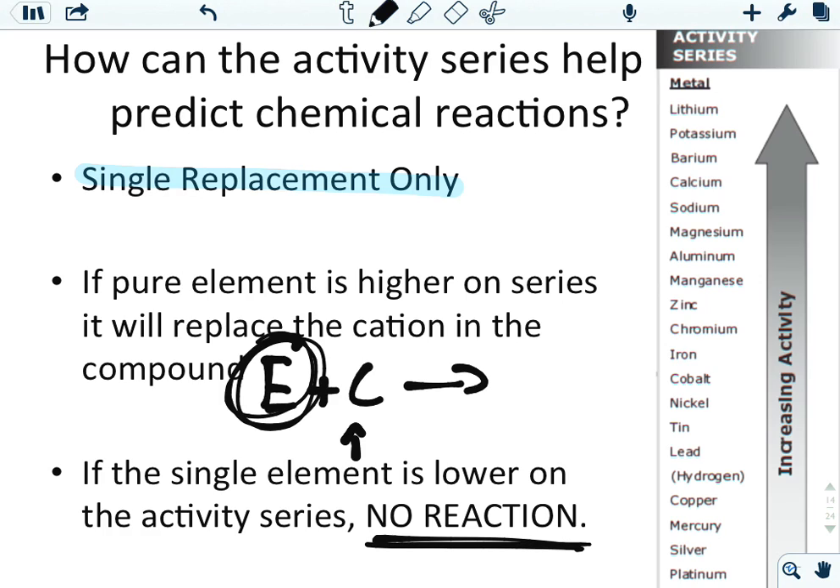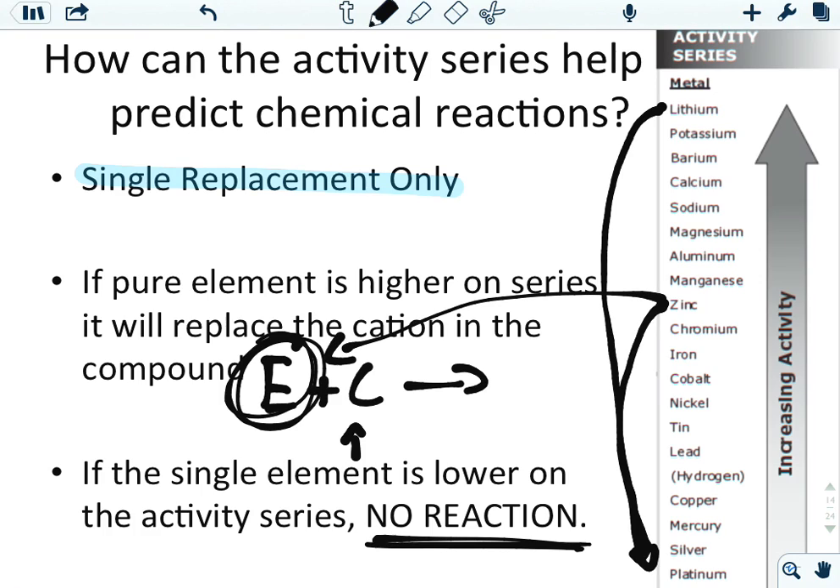So if you're on top, say lithium, lithium can replace anything below it. Okay? But zinc can replace anything below it, but nothing above it. So if zinc is the single element, it cannot replace magnesium, aluminum, manganese, sodium, calcium, barium, potassium, or lithium. Can't replace anything above it. Okay, so whatever is by itself, if it's on top of the cation, the reaction happens. If not, then no reaction.